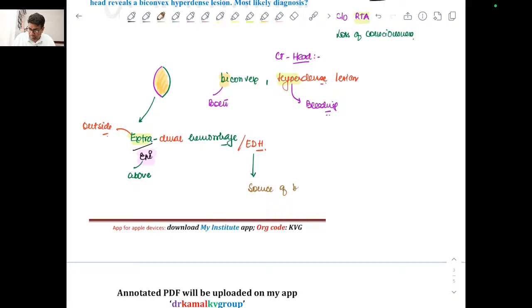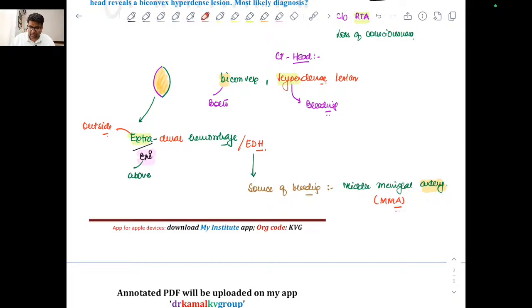source of bleeding. We are saying that there is hemorrhage. So what is the source? The source is the middle meningeal artery. Okay, so this is the middle meningeal artery. So it means the source of bleeding is arterial blood. Okay, middle meningeal artery.